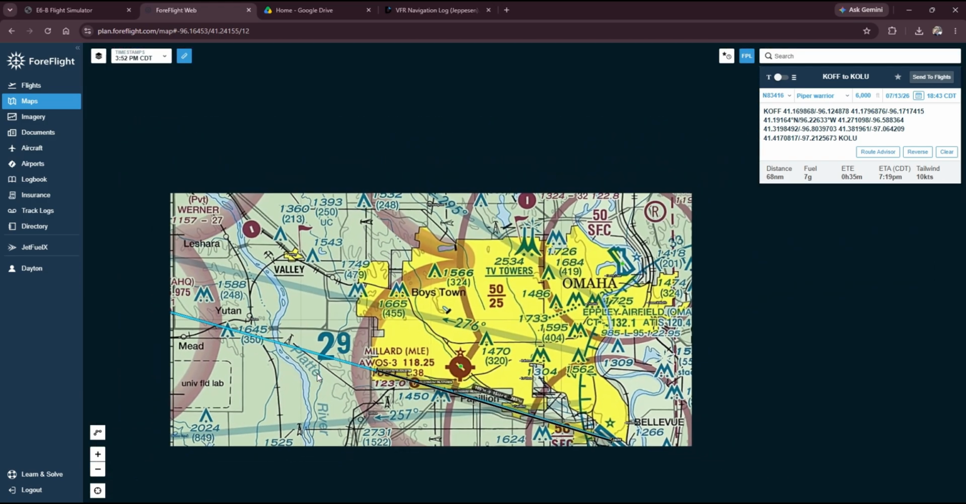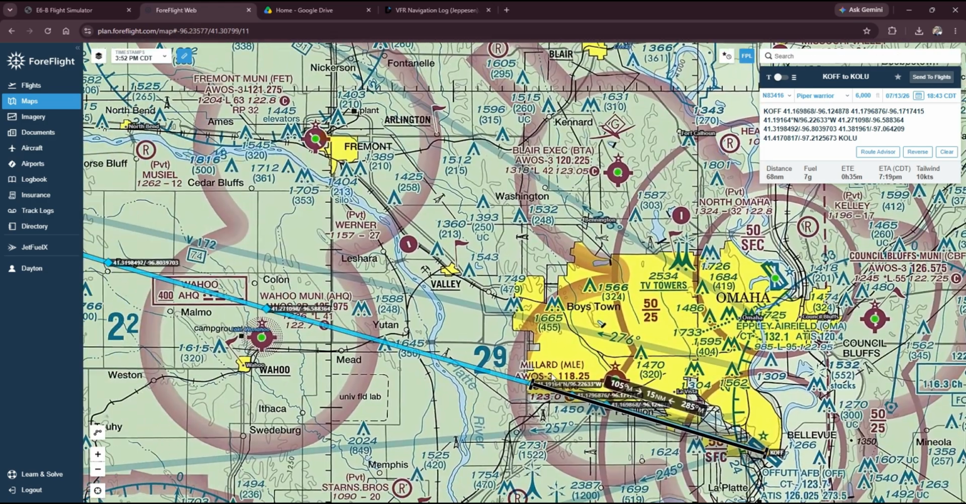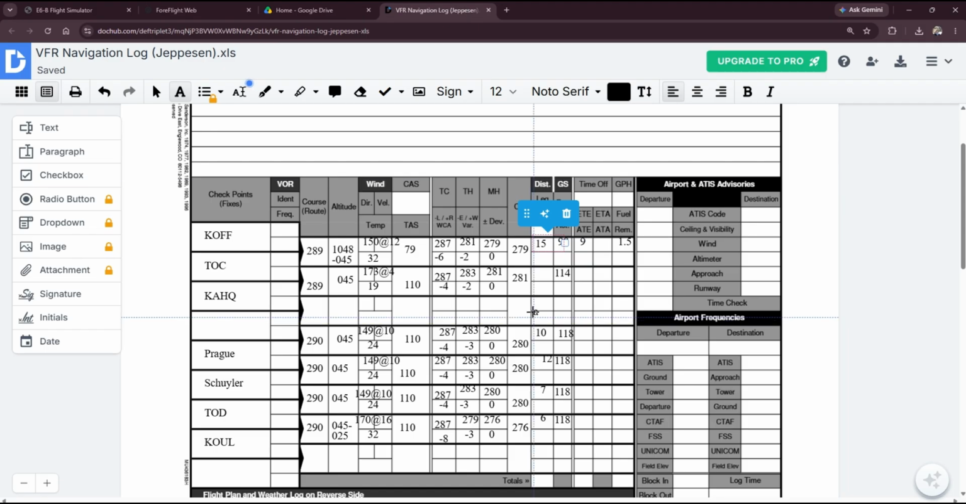And then from there, I need to measure and figure out our distance from our top of climb point to Wahoo, which is our first point. So we'll take this and measure it out. It looks like we have 17 miles, which is well within my 20 nautical mile window or range that we can be inside of. From there, you can see I've already put the distance from Wahoo to Prague to Schuyler, and then top of descent in Columbus will be a little bit different. We'll calculate that here in a couple of minutes.